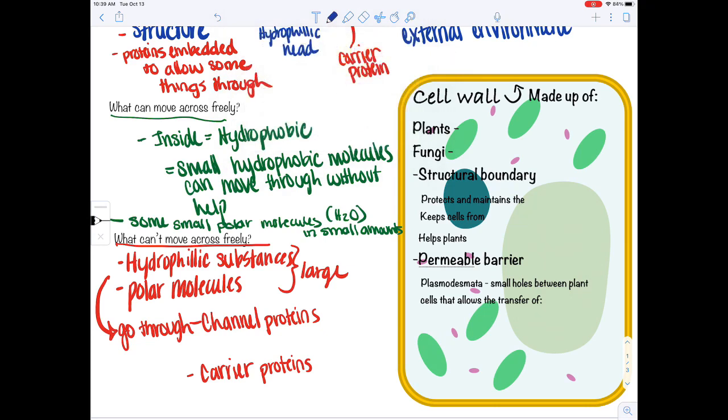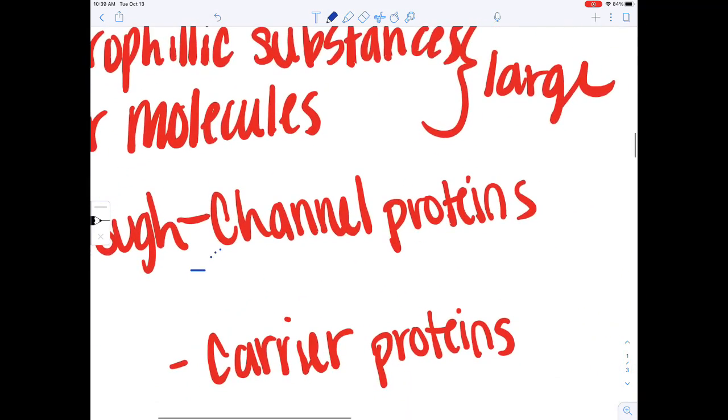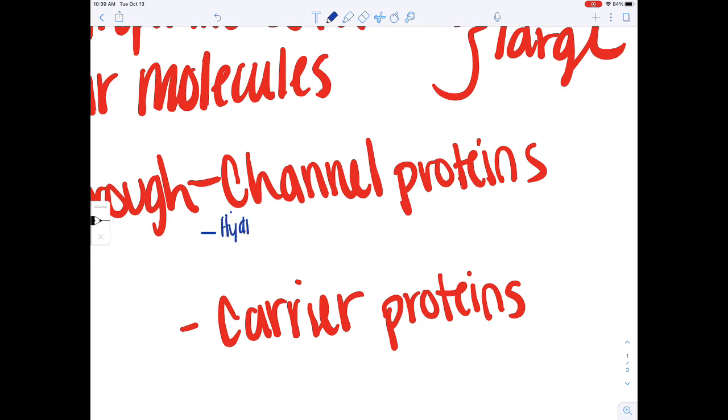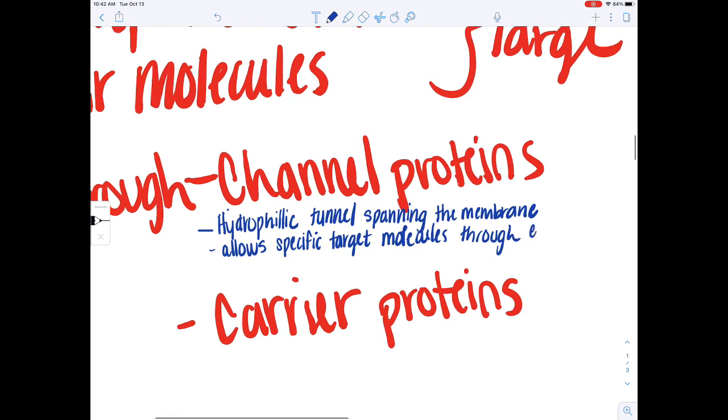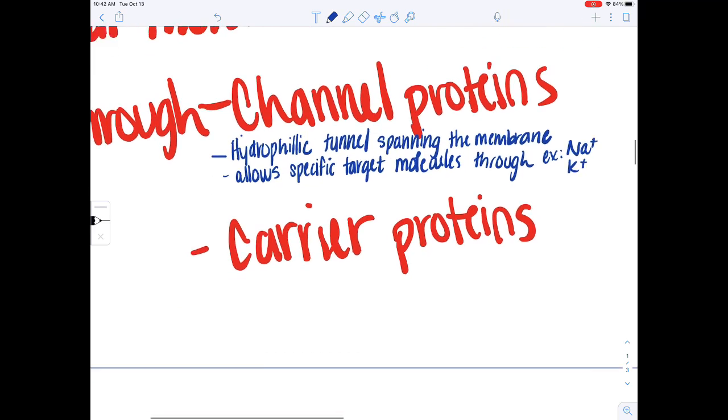So your channel proteins are essentially just your hydrophilic tunnels within the membrane that are going to allow specific target molecules through. Okay, so now that doesn't mean that any molecule that is hydrophilic can go through these tunnels. These are specialized tunnels that allow very specific target molecules to go through. So for example, our membrane will have tunnels for sodium ions, and there can also be tunnels for potassium ions. Okay, so these are very specific channels.